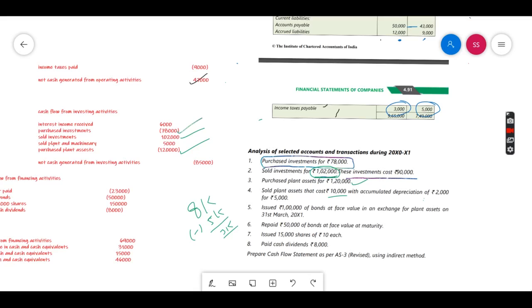So if you do additions and subtractions for that, you will get the 85,000 net cash generated from the investing activities, 85,000. Let's do the financing activities.